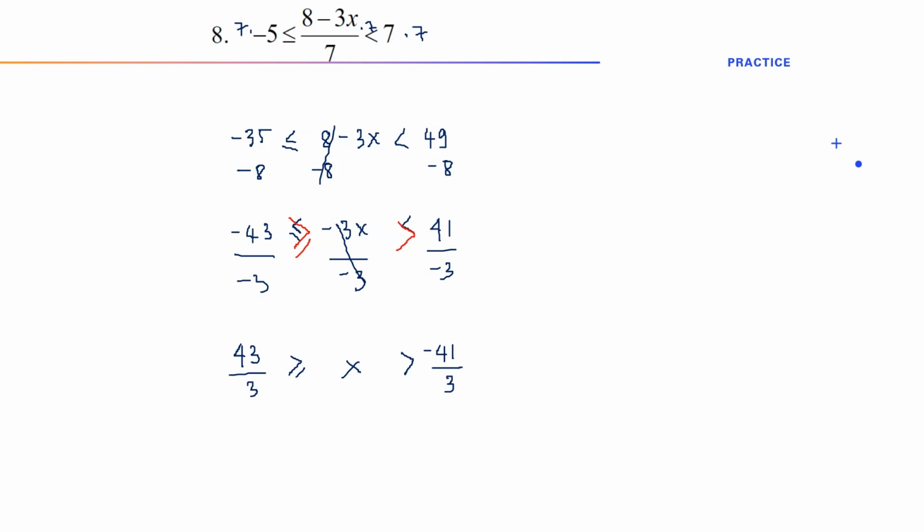So this one we have the negative number, so it's on the left hand side. That does not include, so open parenthesis, negative 41 over 3, comma, the positive number 43 over 3, and that includes, so bracket.